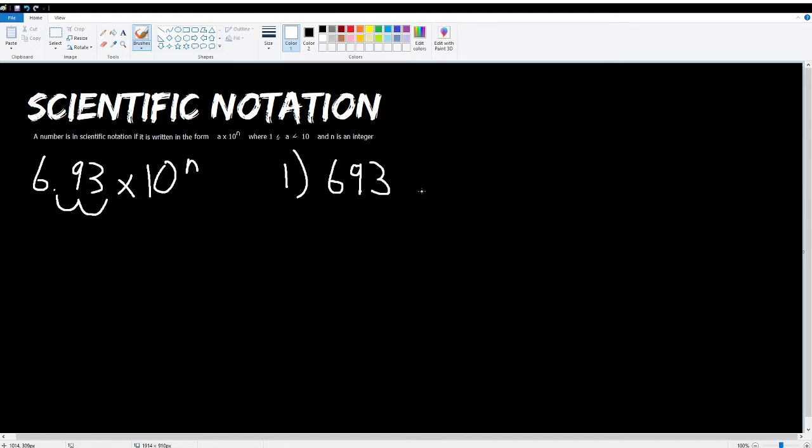So that means 693 is 6.93. Remember, if I move to the right, that means my exponent is going to be a positive number. And how many times did I move it? Well, I moved it twice to get to 693, so it's going to be 10 squared.